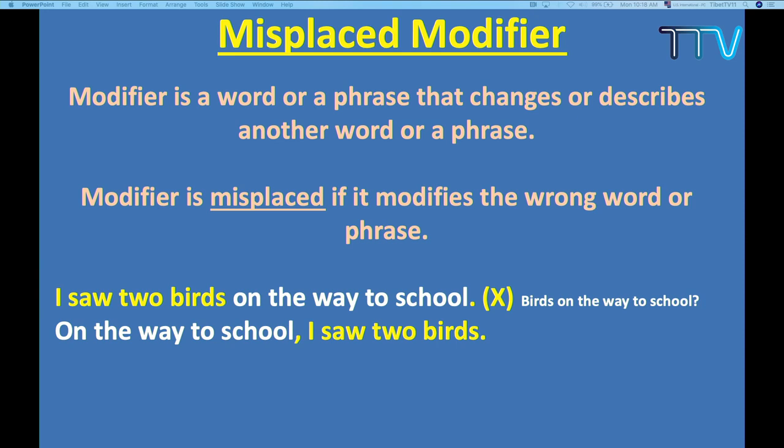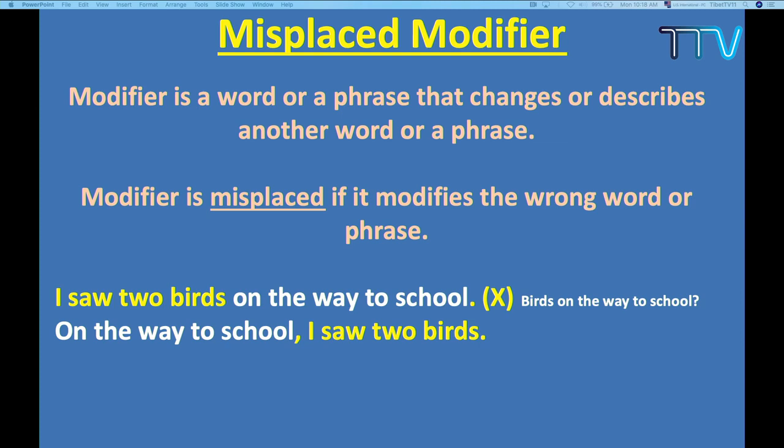I saw two birds on the way to school. But the speaker must be meaning something else. They make a mistake by putting the modifier in the wrong place, so it is misplaced. Actually it should be, on the way to school, I saw two birds. On the way to school is next to I. So when I was on the way to school, I saw two birds. These kinds of mistakes are called misplaced modifiers.